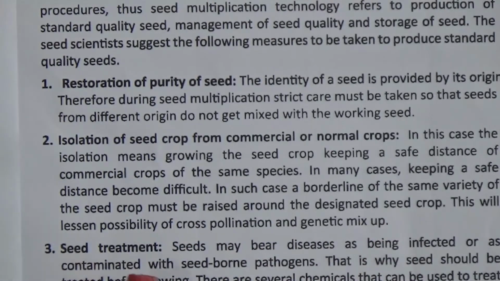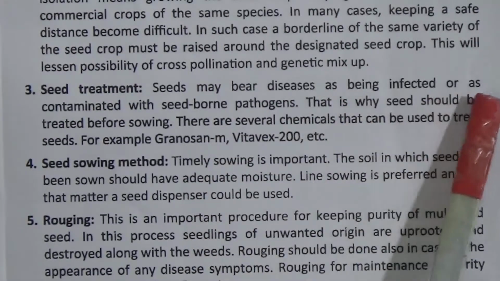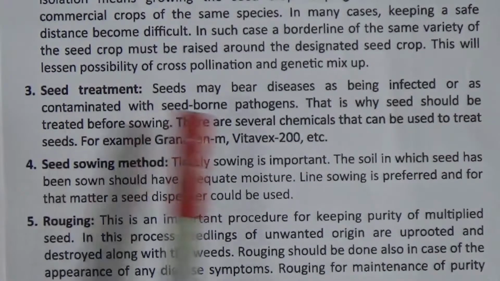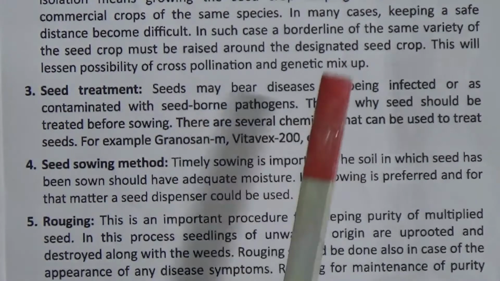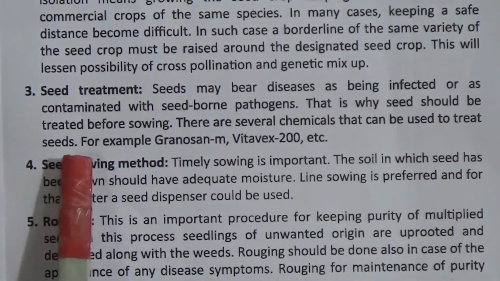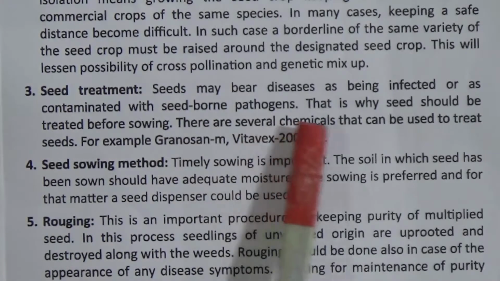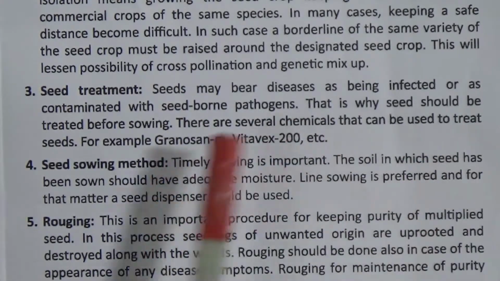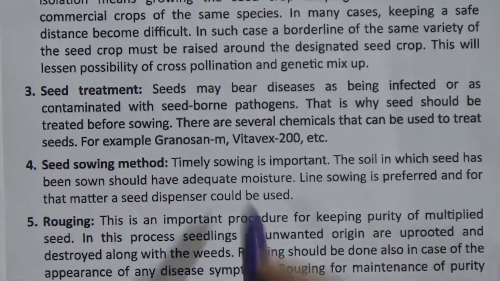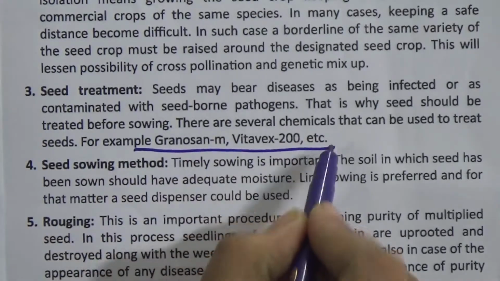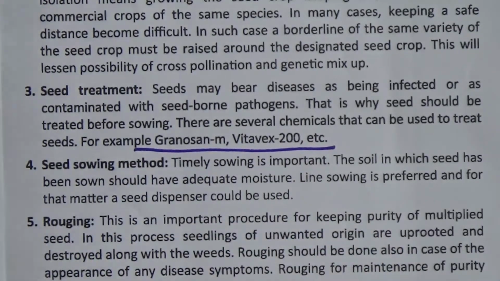Number 3. Seed treatment. Seeds may bear diseases as being infected or as contaminated with seed-borne pathogens. That is why seeds should be treated before sowing. There are several chemicals that can be used to treat seeds. For example, Granosan M, Vitavax 200, etc.